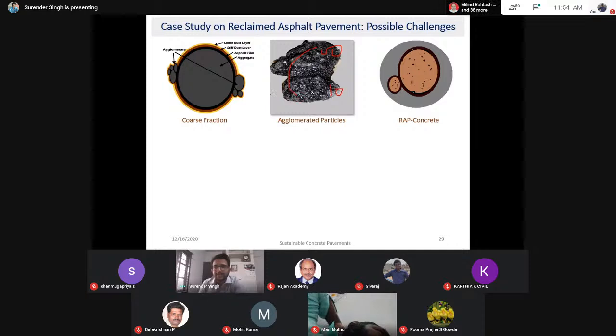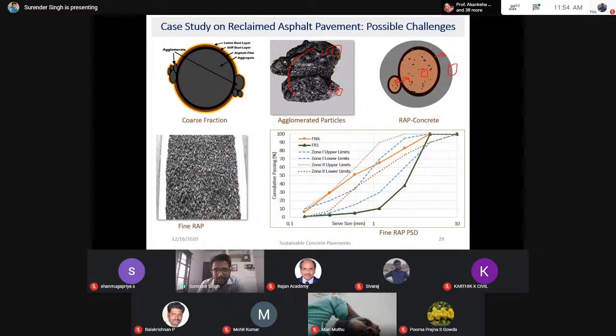If you're using RAP aggregate in concrete, we need the interaction, the bonding between the cement paste and the aggregate. But now it is covered by the bitumen. So obviously the bonding between the bitumen and cement paste will be very, very poor, because bitumen is an organic material. Similarly, the bonding between the agglomerated particles is weak. So obviously the strength of the concrete will be lesser. As for the fine aggregates, they are already sticking on the coarse aggregates, so the fine aggregates will be gap graded in nature. So these are the challenges.